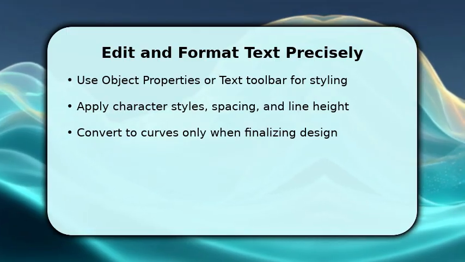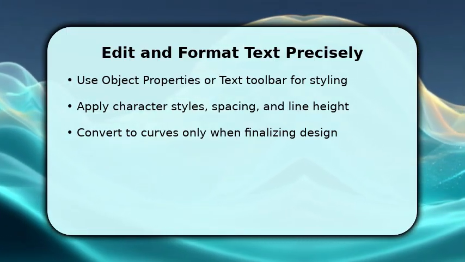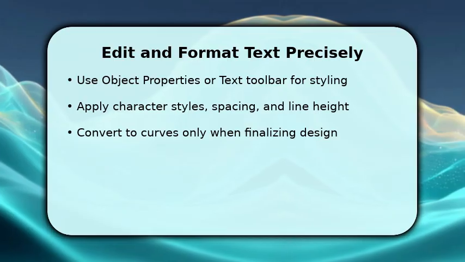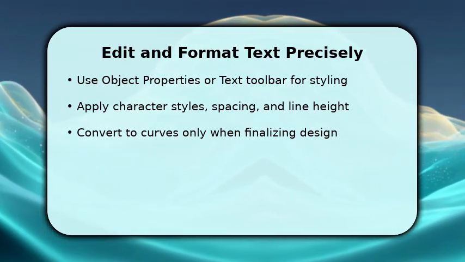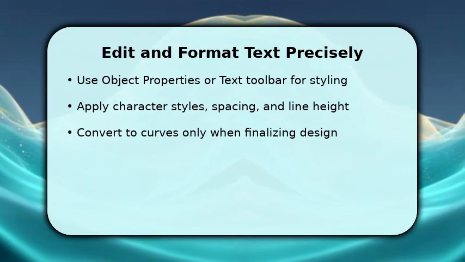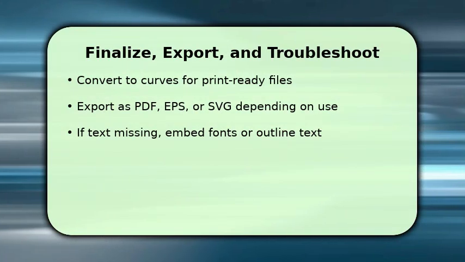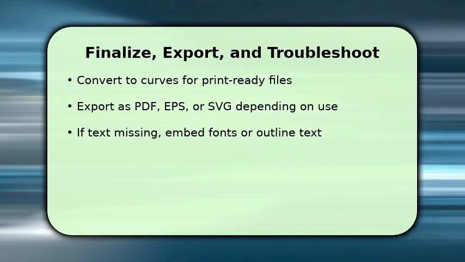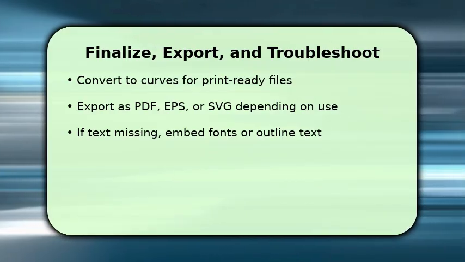This creates dynamic flow. Once edits are satisfactory, group text with objects for positioning, but don't convert to curves until you're finished editing the copy. Finish by checking color mode and export settings. For print, convert to CMYK, and when no more edits are needed, convert text to curves to preserve appearance. Export a PDF or EPS for printing or SVG for web and vector use.